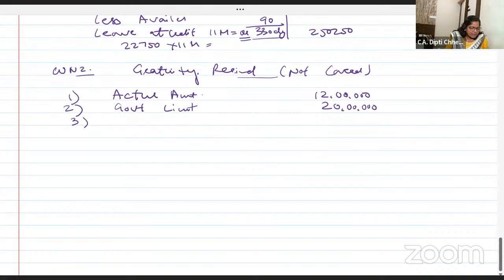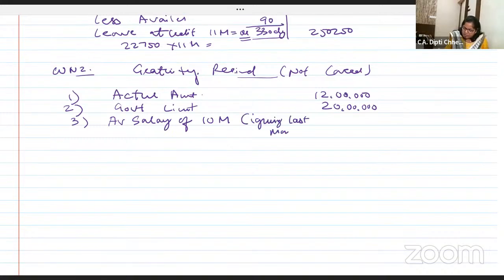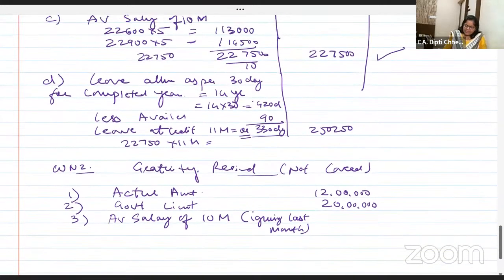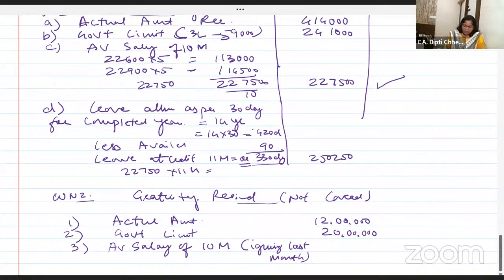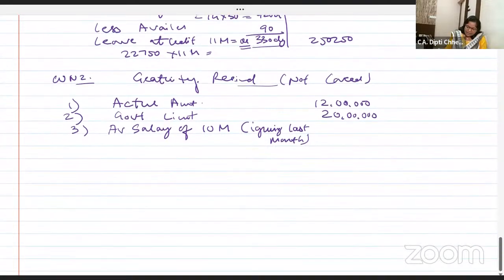क्या करें कि ना करें? Yeah, for every completed years you have to take first average salary. Average salary of 10 months bracket में ignoring last month. So you cannot directly take average salary. Ma'am, we have calculated up, no? And that is 22,750. That is the average of the last 10 months. But for gratuity, you have to take average salary because it's not covered. If it is covered, you have to take last month's salary. If it is not covered, you have to take average salary of the 10 months, ignoring the last months.